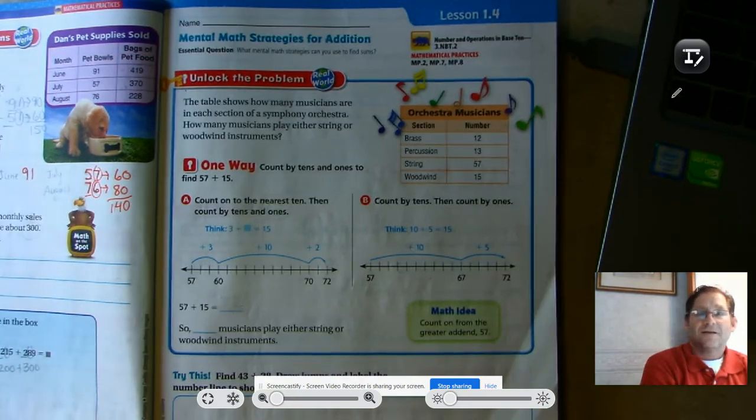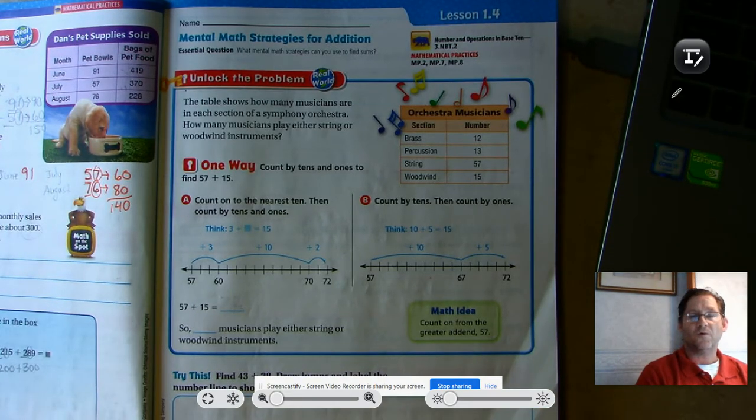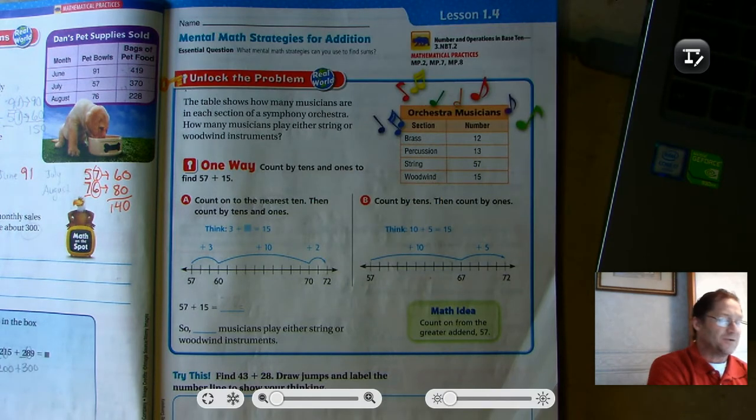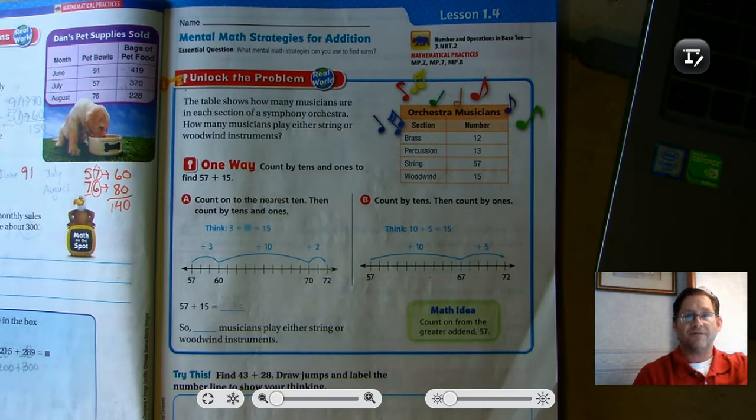Good morning. In today's lesson, lesson 1.4, page 17, we will be working on mental math strategies for addition. And our essential question for today is, what mental math strategies can you use to find the sums?